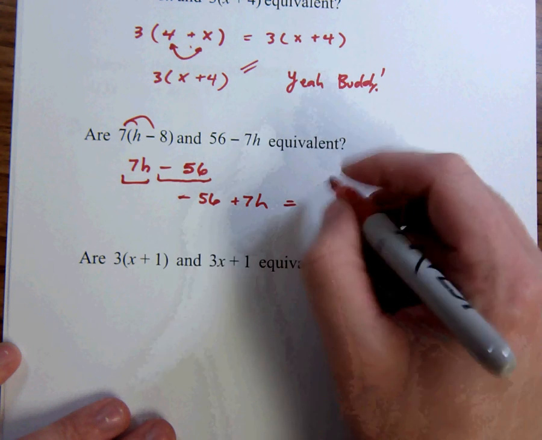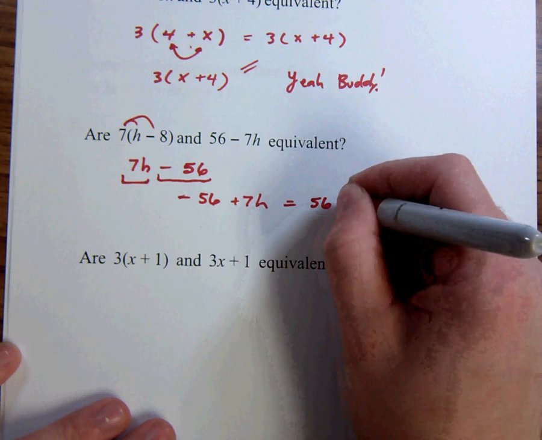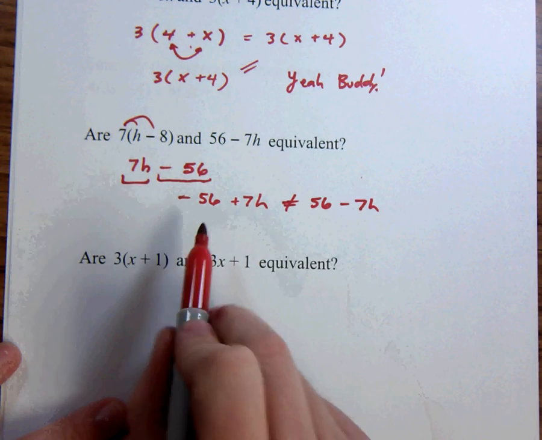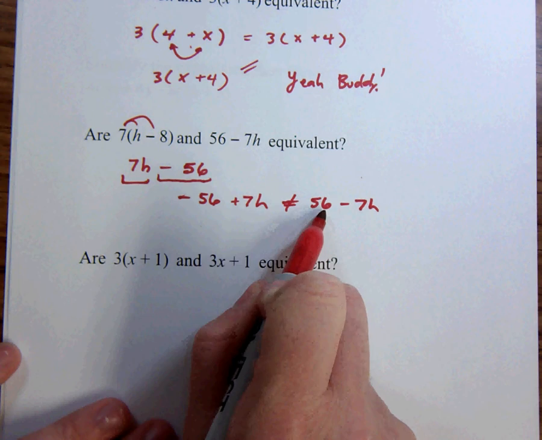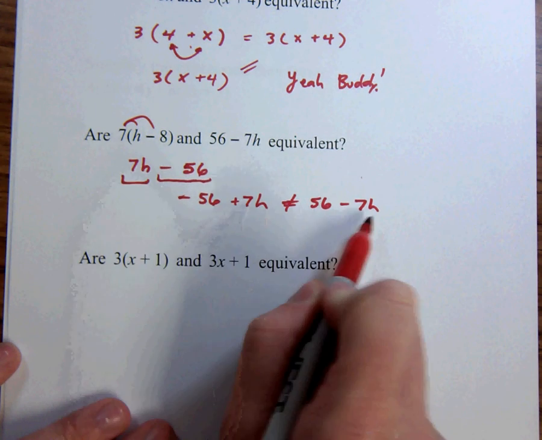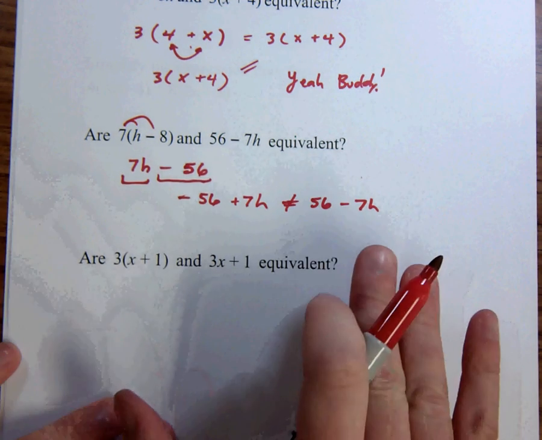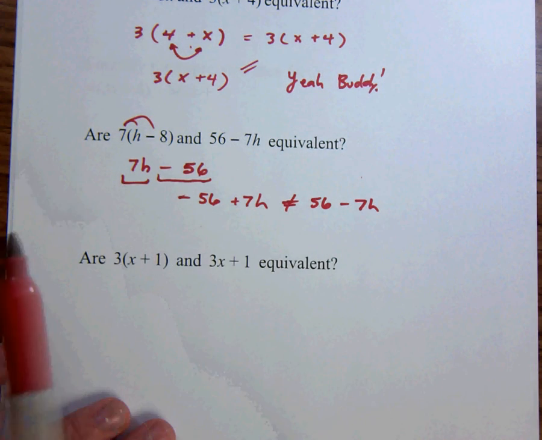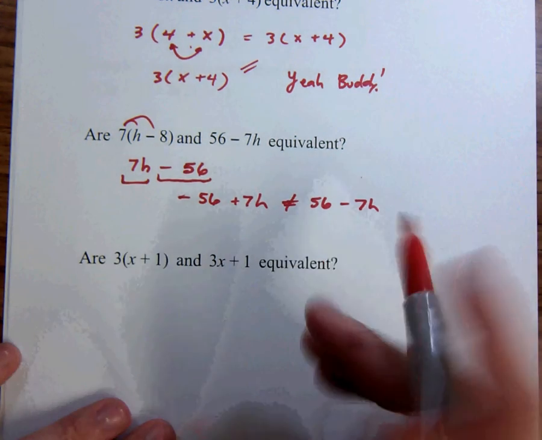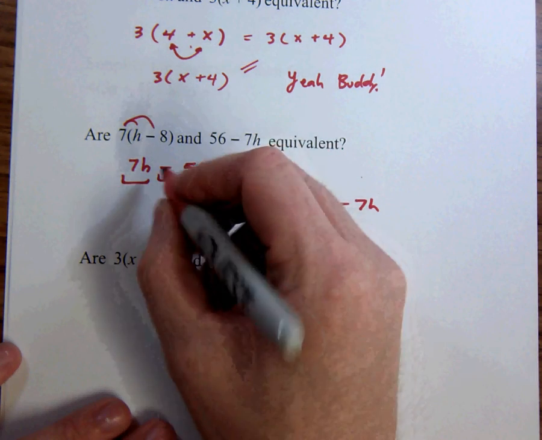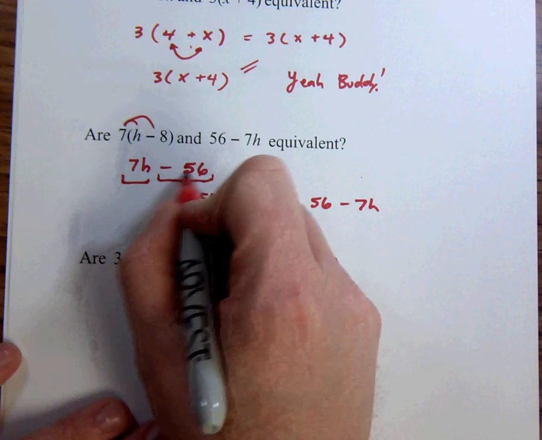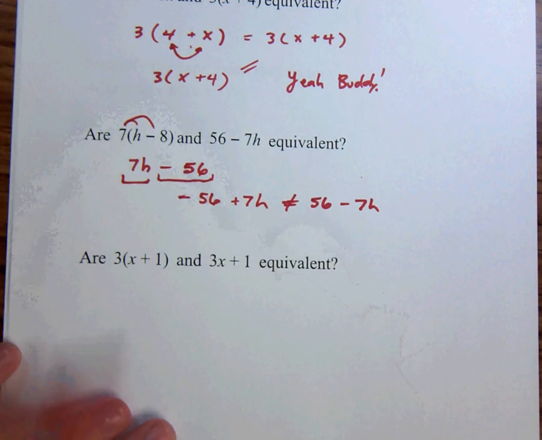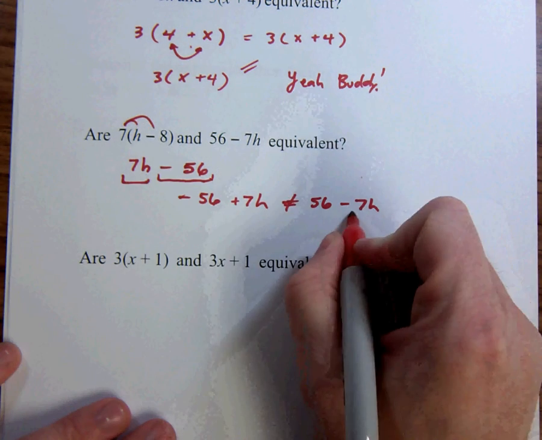Now, this and this are not the same thing. That's a negative 56, that's positive 56. That's a positive 7h, that's a negative 7h. Those are not the same, but this is a mistake so many people make. So the way that I would not make it is understand that the negative travels with whatever number or term, rather, that it is in front of. So make sure that the negative travels.